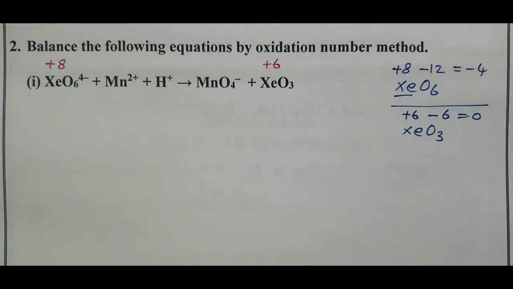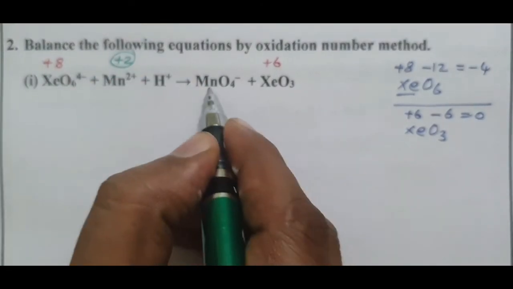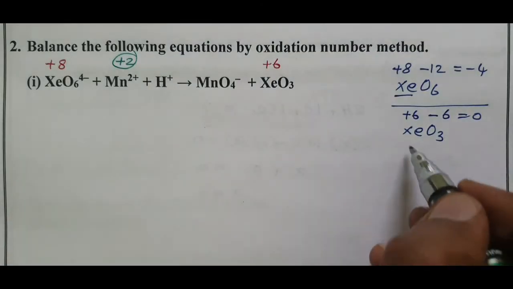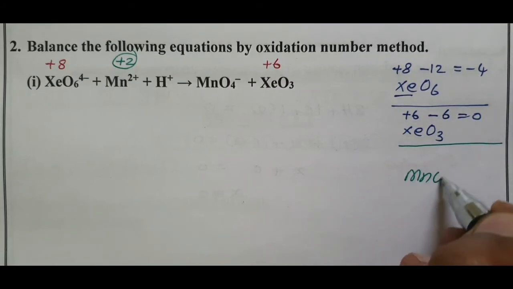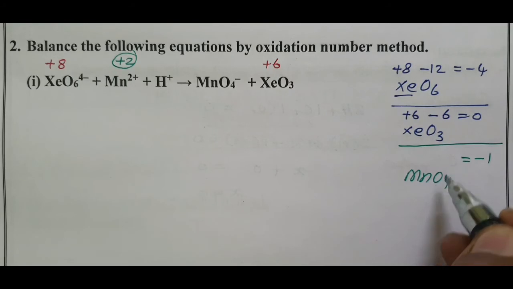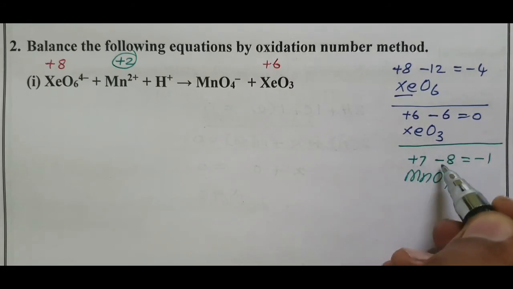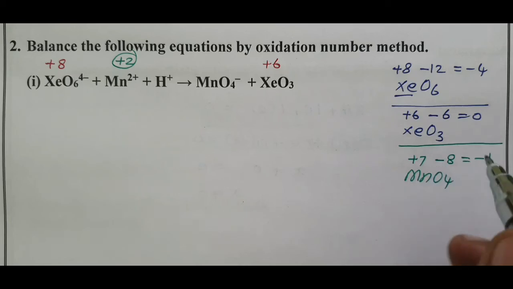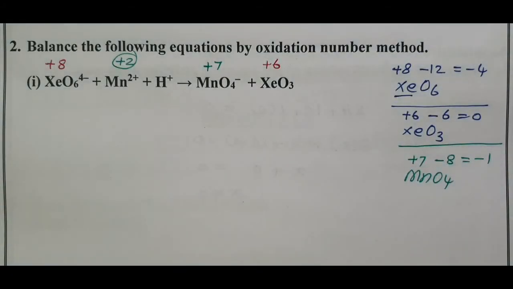Here, manganese is in the +2 oxidation state on the left hand side. This is nothing but the permanganate ion. Come to the permanganate ion, MnO4 minus, with charge equal to -1. One oxygen is -2, four oxygens are -8. By putting +7 for manganese and adding these two, we get -1. The oxidation state of manganese in permanganate is +7.